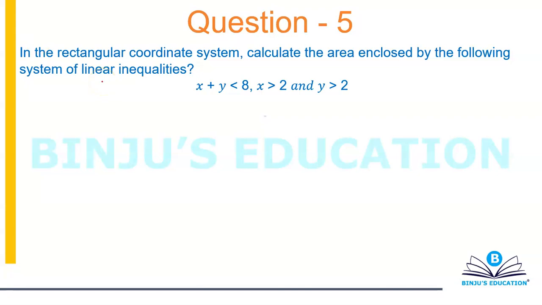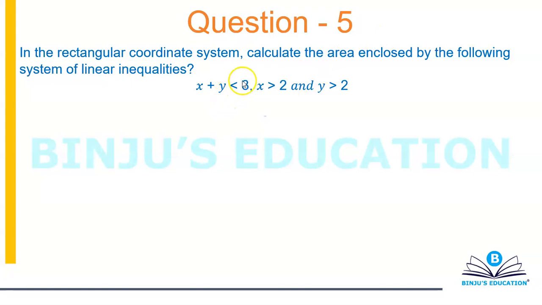In a rectangular coordinate system, that is the xy plane, calculate the area enclosed by the following system of linear inequalities, my mistake: x plus y less than 8, x greater than 2, y greater than 2. You do get questions like these, especially in GRE and GMAT exams. I'm going to explain step by step how you're going to deal with this problem.